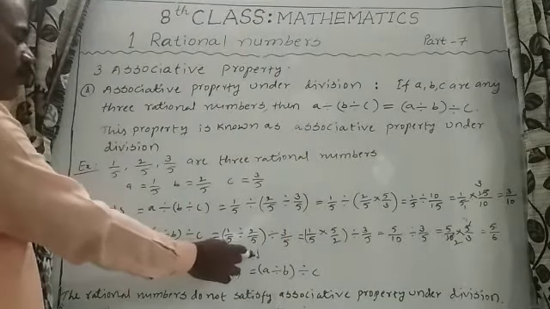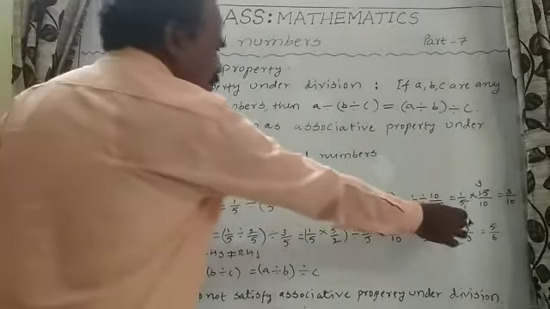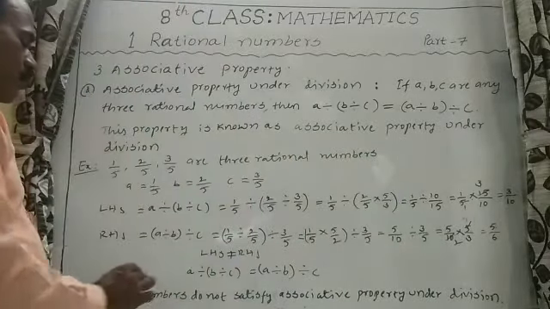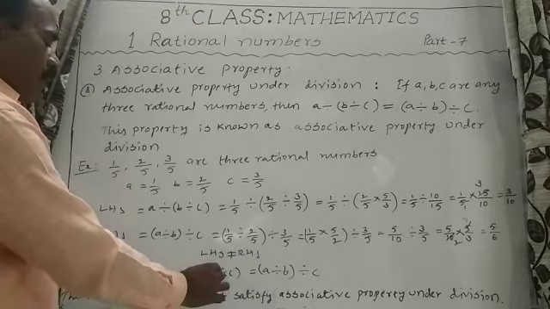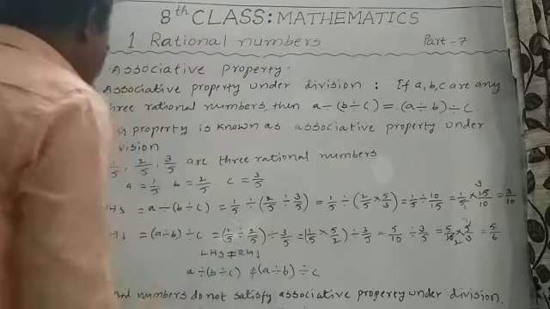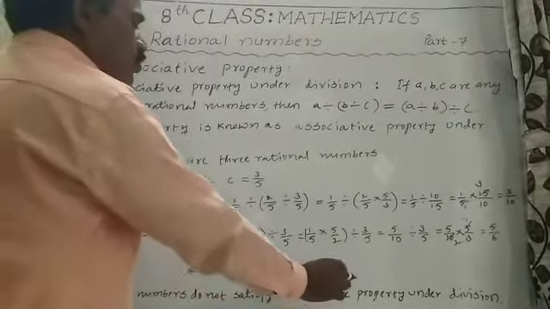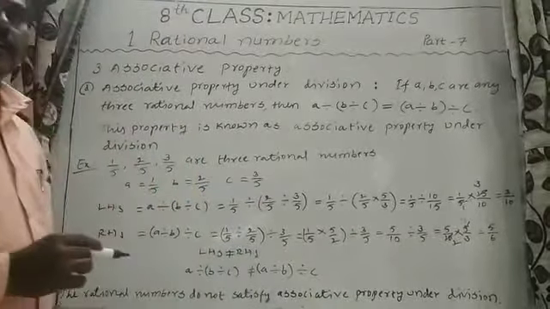LHS is not equal to RHS. LHS is 3/10, RHS is 5/6 as computed. So (a ÷ b) ÷ c is not equal to a ÷ (b ÷ c). The rational numbers do not satisfy associative property under division.